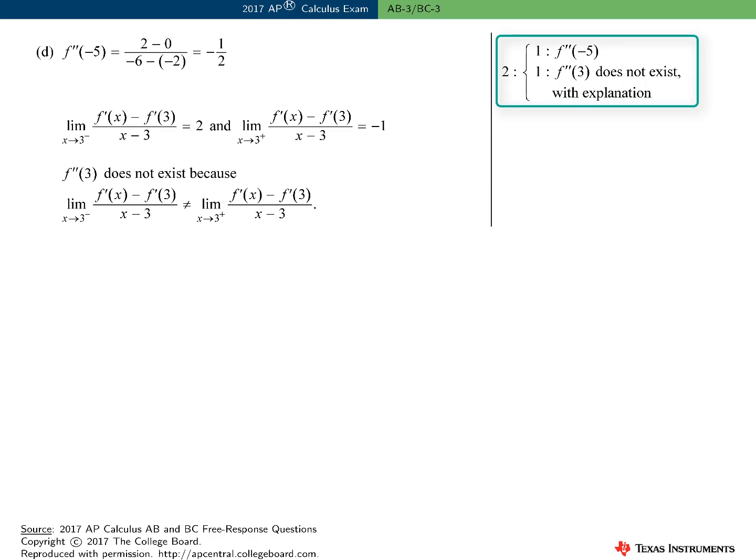Part D was also worth 2 points. 1 point for finding the value of f double prime of minus 5, and 1 point for stating that f double prime of 3 does not exist and providing an appropriate explanation.